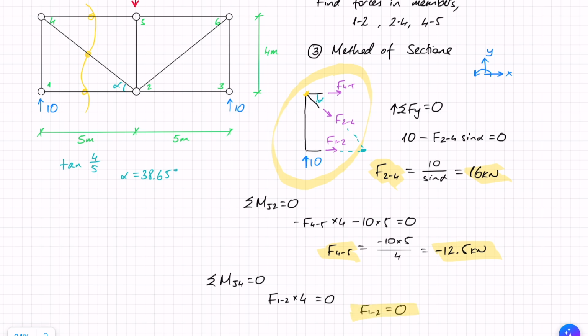I could have known from inspection that F12 is a zero force member. If you want to recap on that, go to the lecture on the method of joints. But what I found here is that F24 is 16, which came out positive, so it's in tension, and F45 is negative, so it's in compression, and its force is minus 12.5 kilonewtons. And F12 is a zero force member.